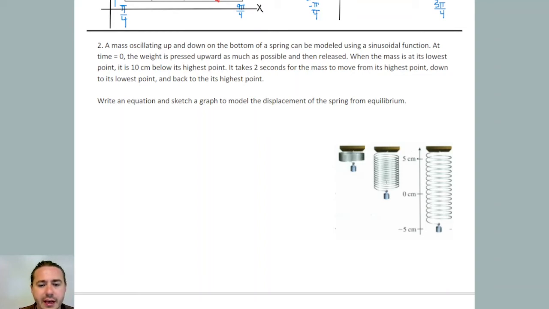It takes 2 seconds for the mass to move from the highest point down to the lowest and back to the highest point. So that's going to be our period. So as you're reading these problems, you really want to be taking note of any numbers that they throw at you.